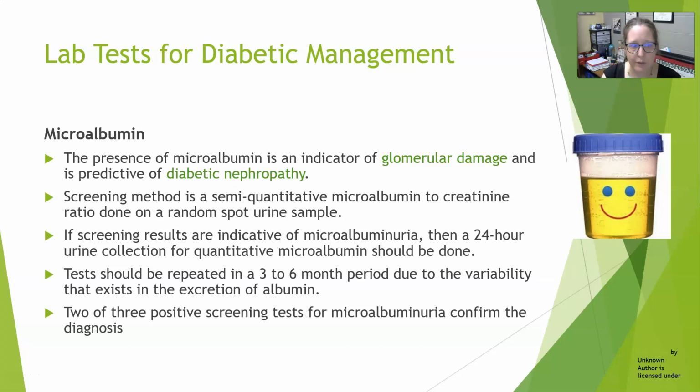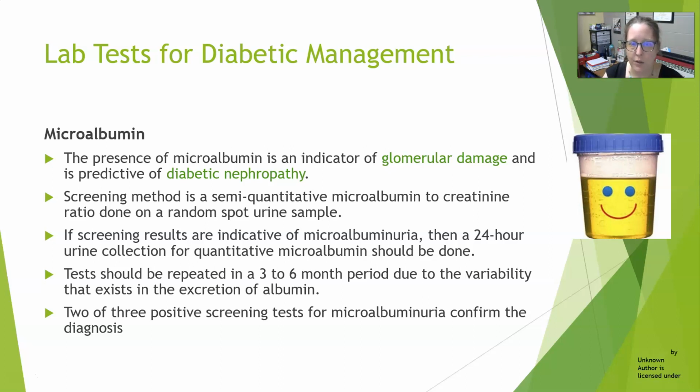And then last, we have the microalbumin. The presence of microalbumin is an indicator of glomerular damage and is predictive of diabetic nephropathy, which is kidney damage in a diabetic patient. We want to limit kidney damage in diabetic patients. We want to try to save kidney function for as long as possible. And so this is a pretty typical screening test that is done on diabetic patients.